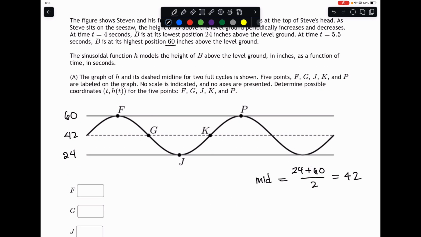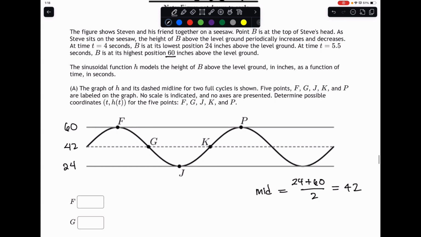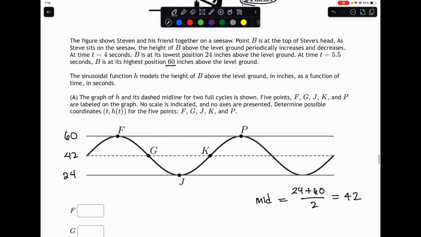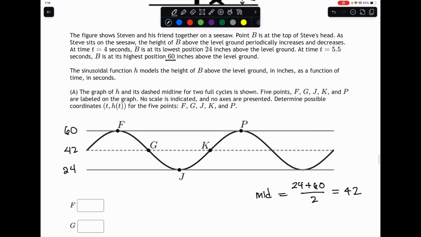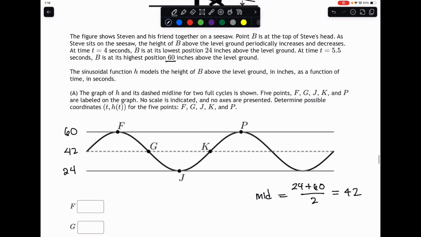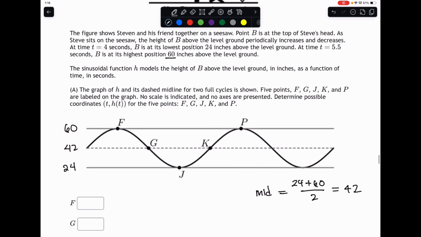Now to identify the x values, we're told that at t equals 4 seconds, point B is at its lowest position. So it's going to be at 24 inches from the ground level. Let's have it be right here at point J. So that's going to be at 4. And then at t equals 5.5 seconds, it's going to be at its highest position. So that's going to be right here at 5.5.